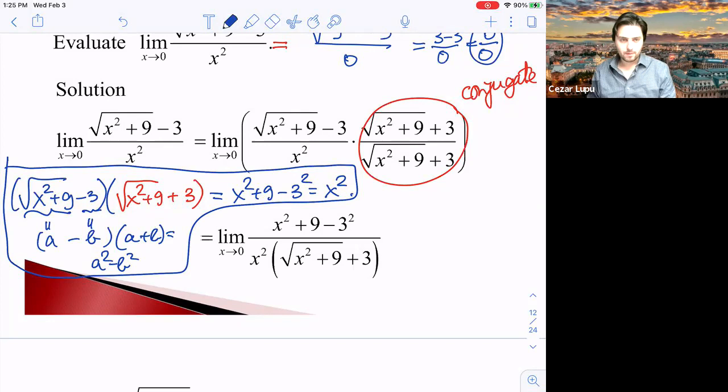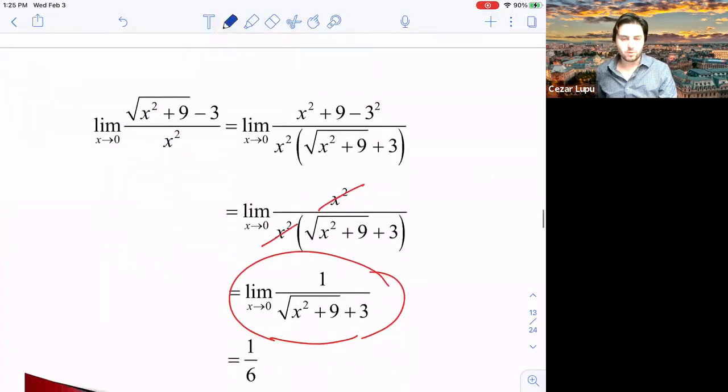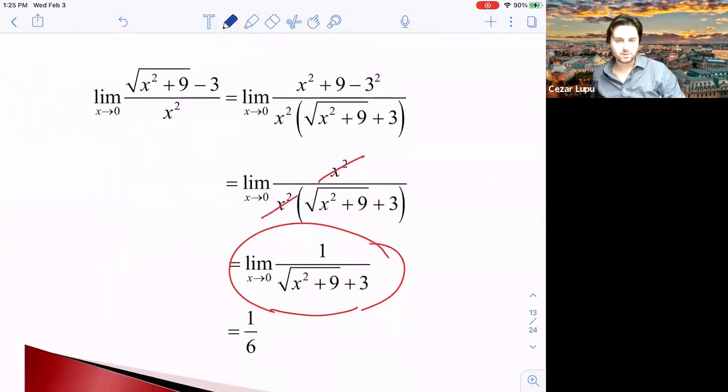Right? So once we have this, and now everything just goes smoothly, right? Because once I multiply by the conjugate, both on the top and bottom, we will get this. And then at the end, you will have that this is nothing else than just the limit as x approaches 0 of 1 over the square root of x squared plus 9 plus 3, which is 1 over 6. I hope this makes sense for everybody.